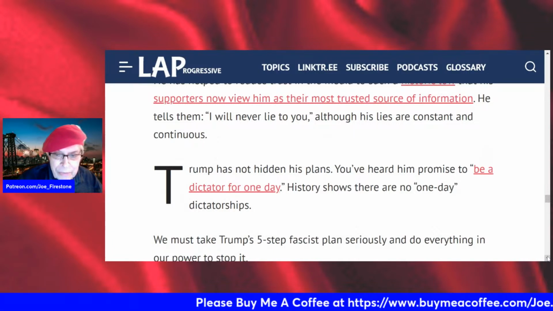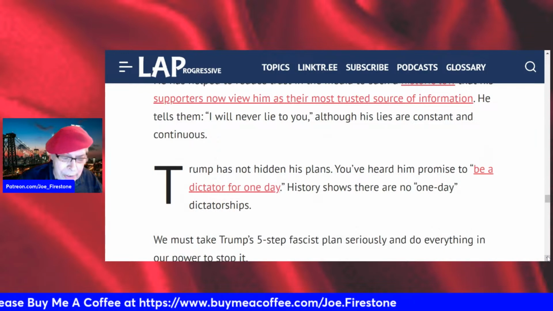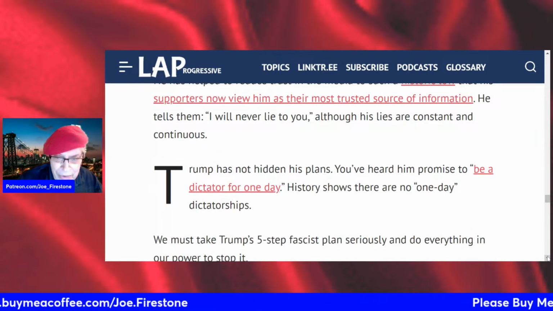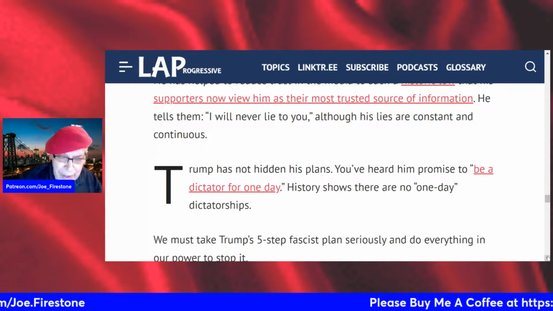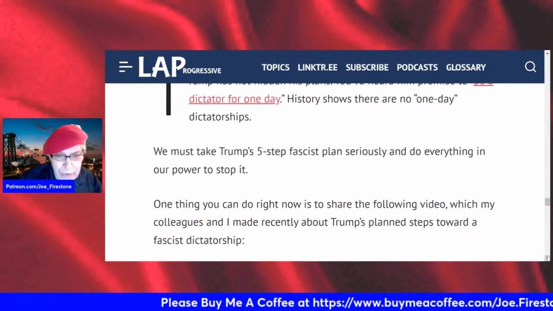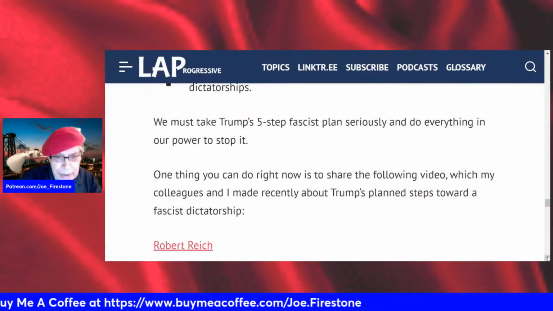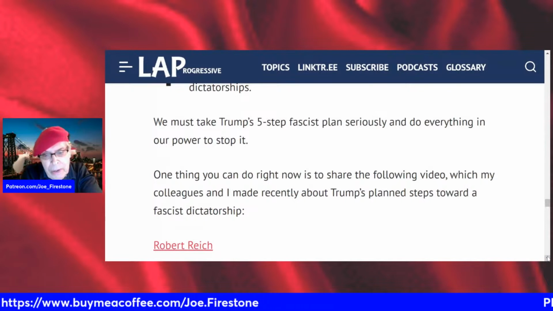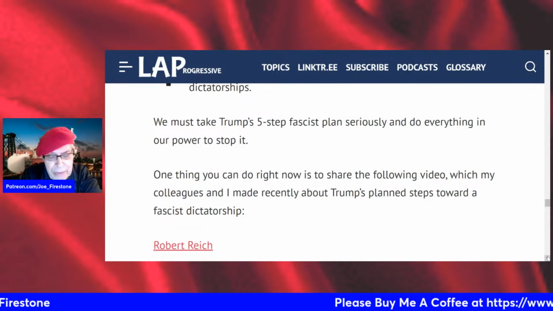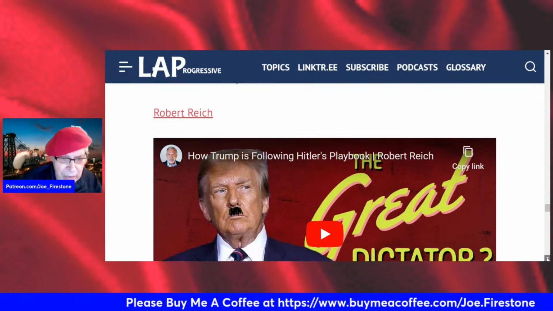Trump has not hidden his plans. You've heard him promise to, quote, be a dictator one day, unquote. History shows there are no, quote, one day, unquote, dictators. We must take Trump's five-step fascist plan seriously and do everything in our power to stop it. One thing you can do right now is to share the following video, which my colleagues and I made recently about Trump's planned steps towards a fascist dictatorship.